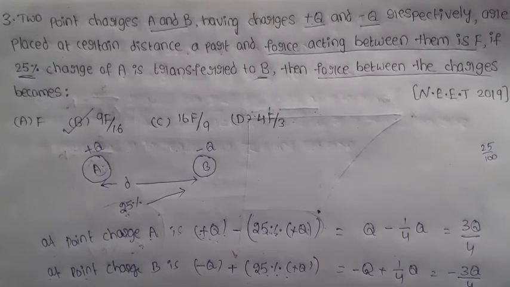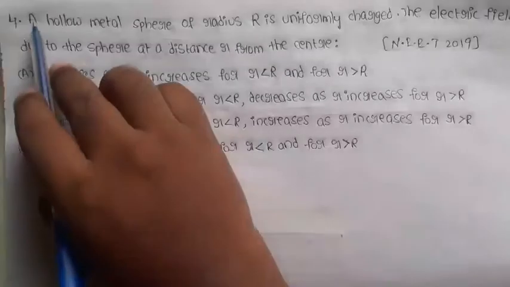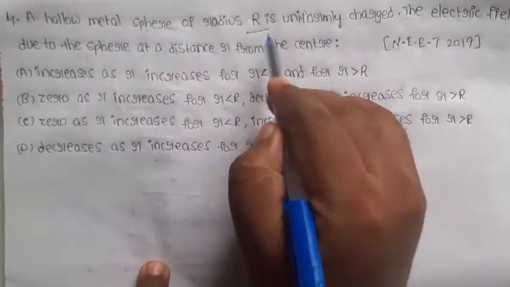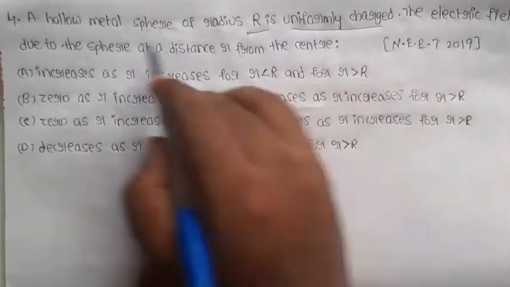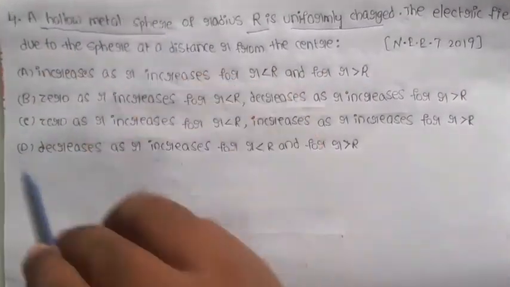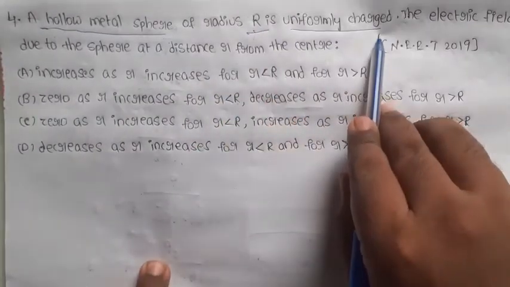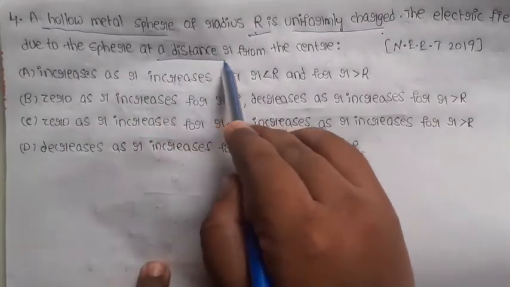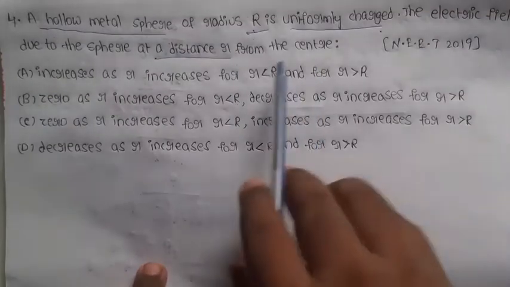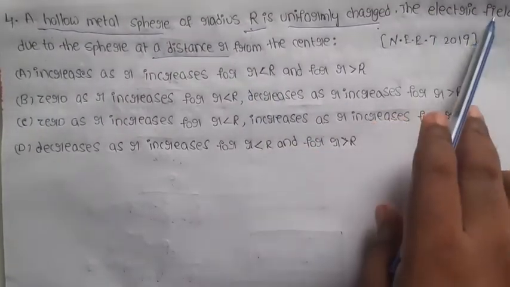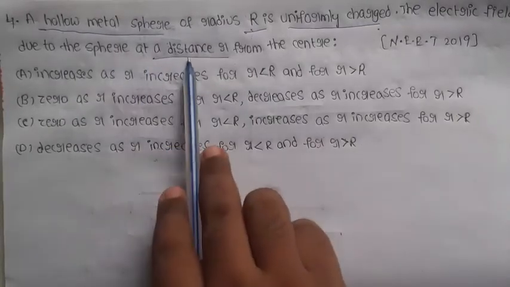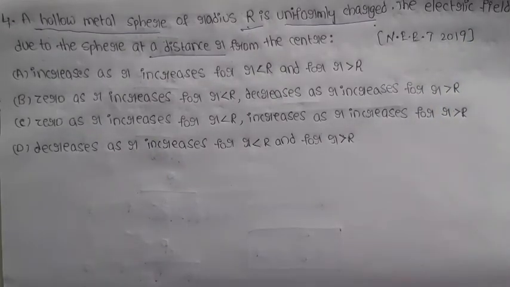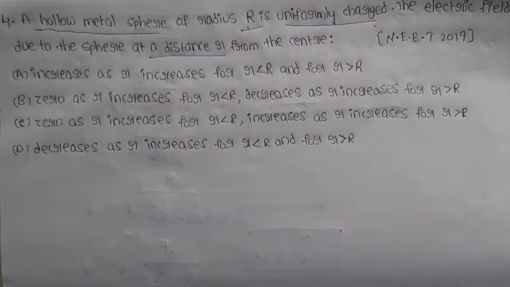Next, move to the next question. A hollow metal sphere of radius capital R is uniformly charged. Here I am taking a hollow metal sphere of radius R. It is uniformly charged. What is the electric field due to the sphere at a distance r from the center? What is the condition?